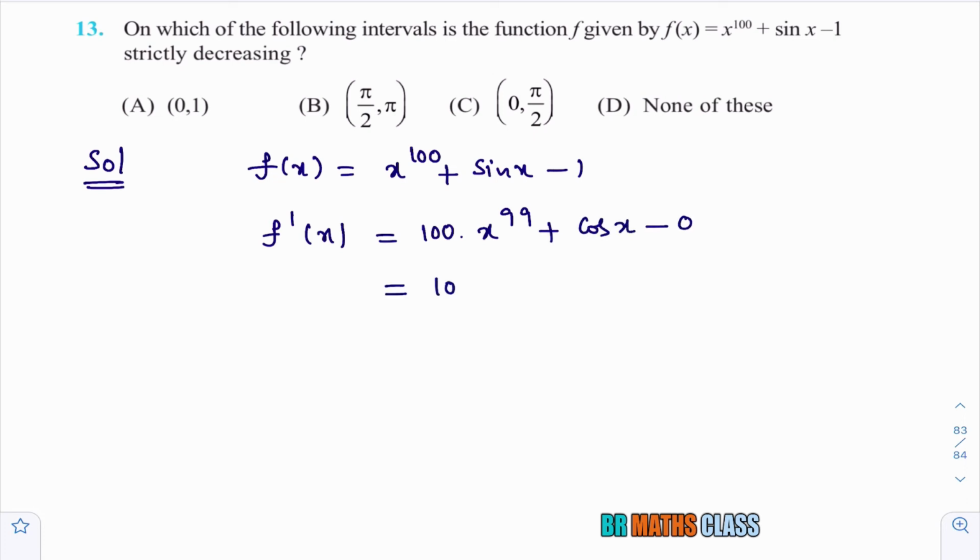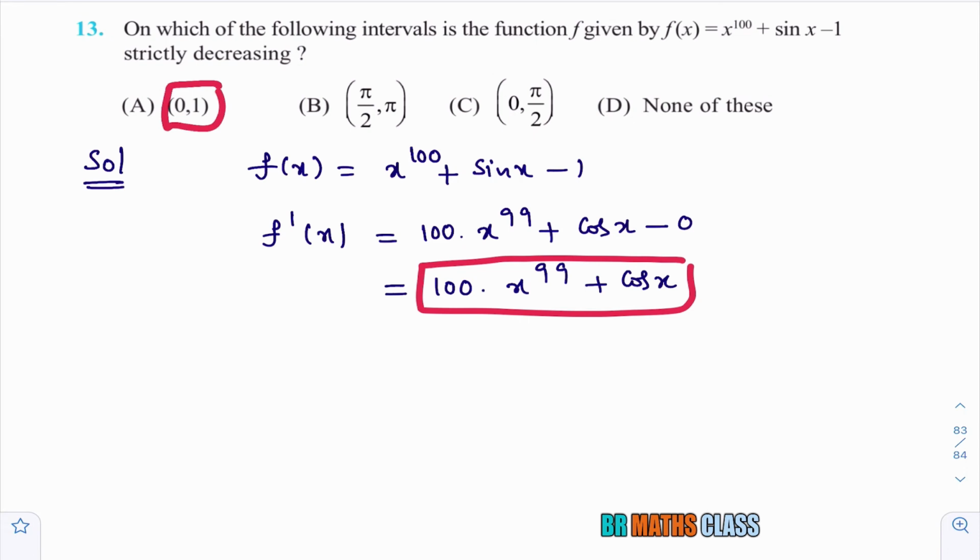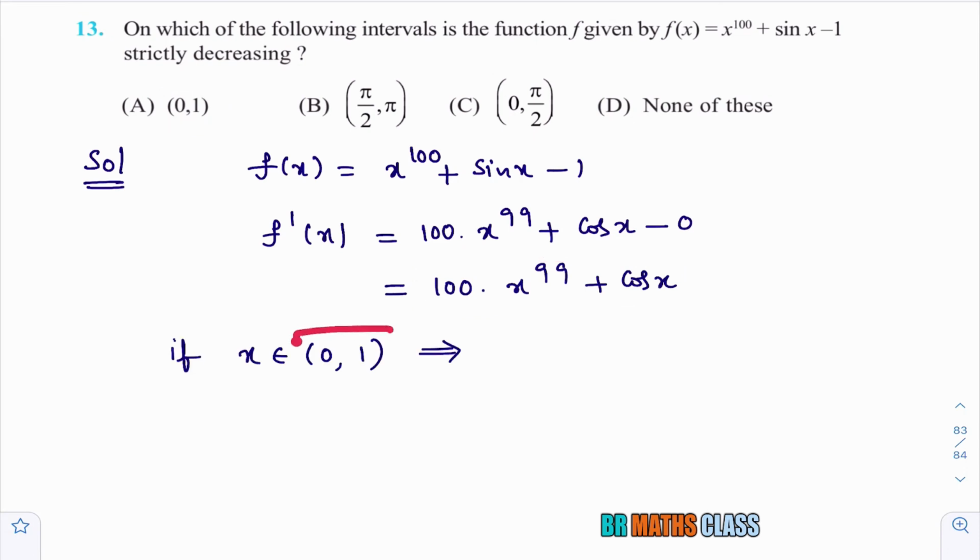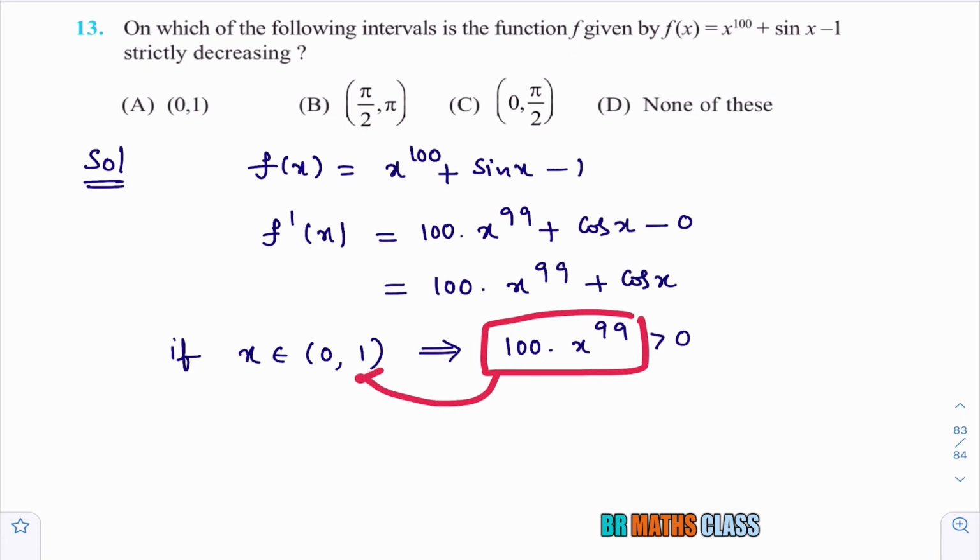So what is f dash of x? F dash of x is 100 into x power 99 plus cos x. Now you need to check whether this function is strictly less than 0 on this interval. You observe, when x belongs to open interval 0, 1, all x values are positive. Clearly, x power 99 is positive, so 100 into x power 99 is also positive when x belongs to this interval.